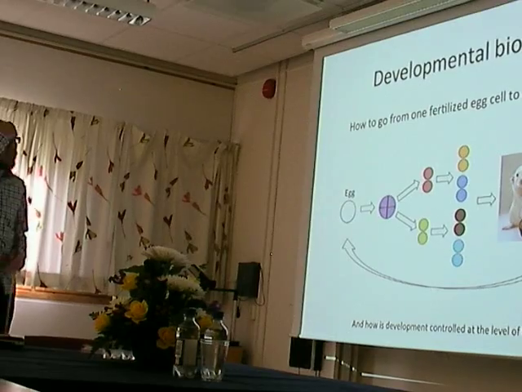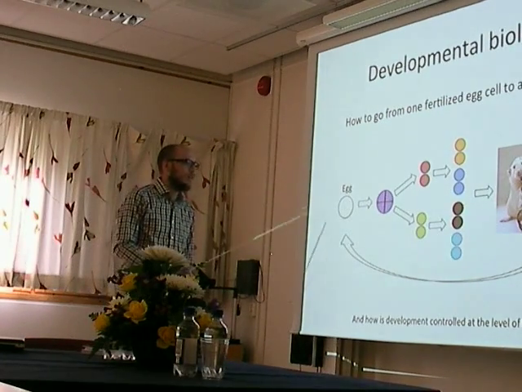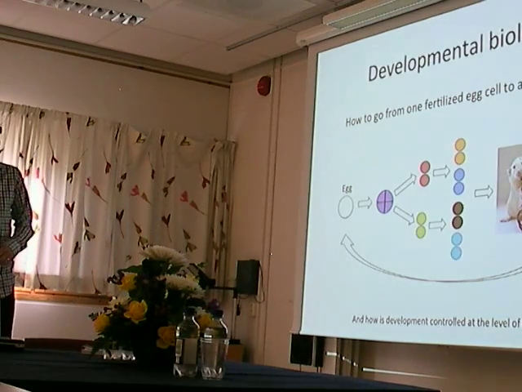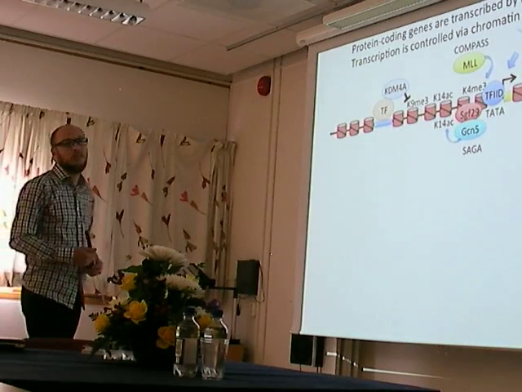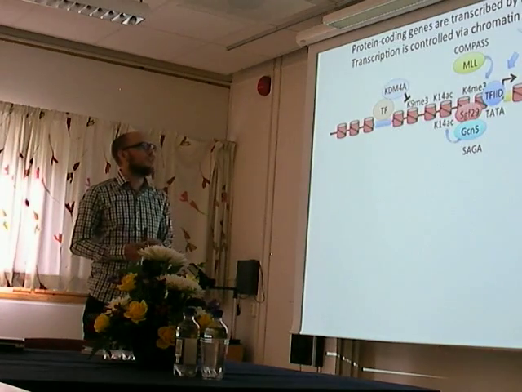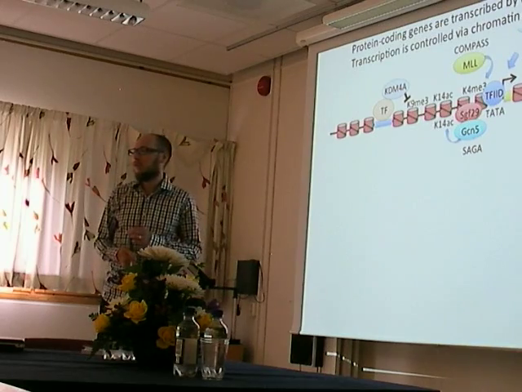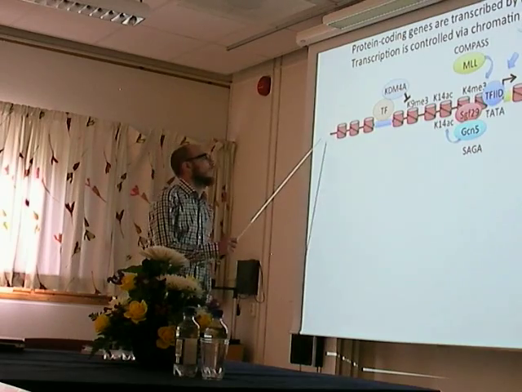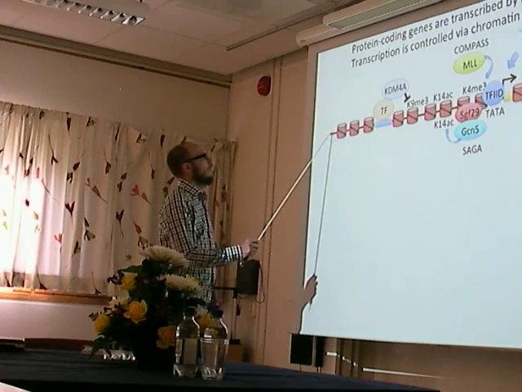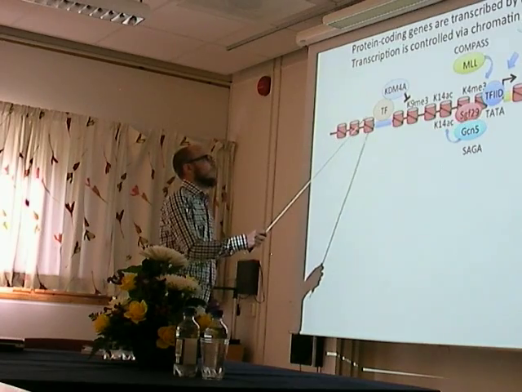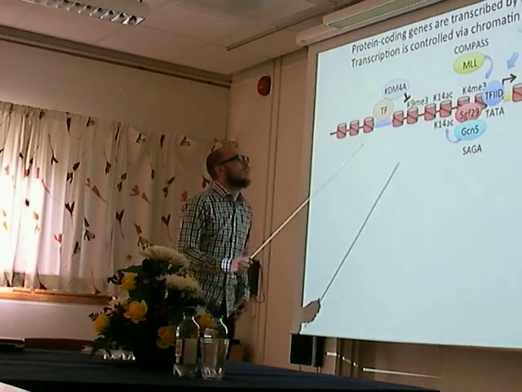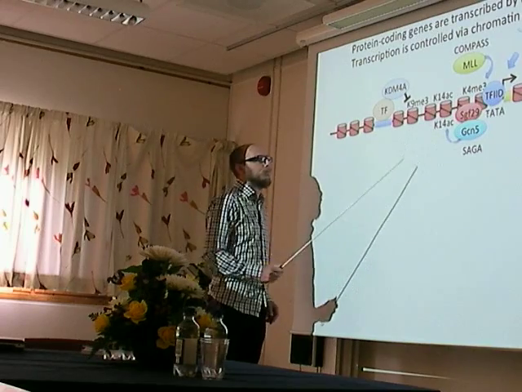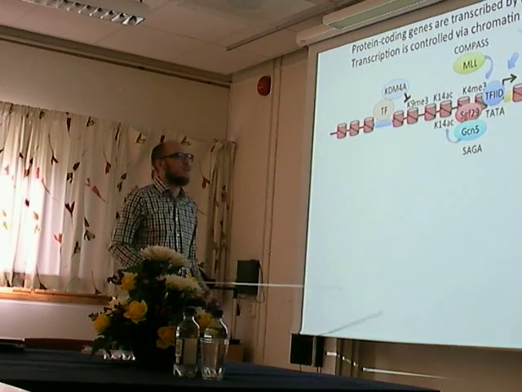And in our lab, we are interested in how this is controlled at the level of transcription. Protein coding genes are transcribed by polymerase II, and transcription is controlled via chromatin modifications, like Peter showed you. If you think about DNA as this black line here, which is packed with nucleosomes, we have chromatin modifying enzymes that are doing a lot of work, putting repressive marks and activating marks throughout the genome.